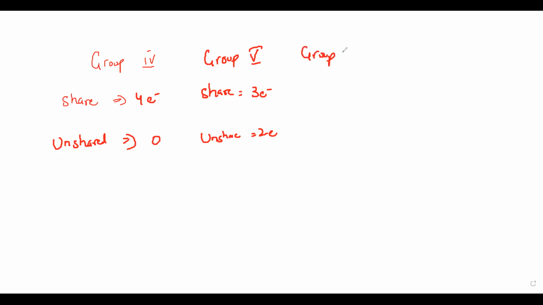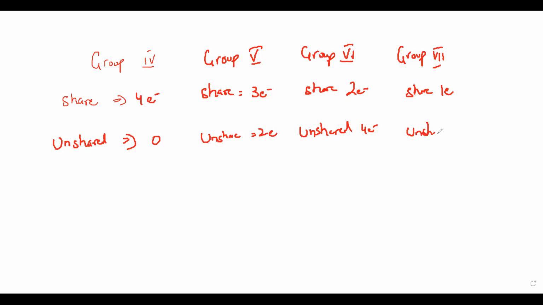For group 6, they will share 2 electrons and the unshared will be 4. So 6 electrons are already there; out of 6, they will use 2 in sharing, and the remaining 4 unshared will be there. So the total sum will be 8. And group 7 will share only 1 electron, and the unshared will be 6 electrons. About group 8, because it already has a complete shell, group 8 does not tend to share electrons.